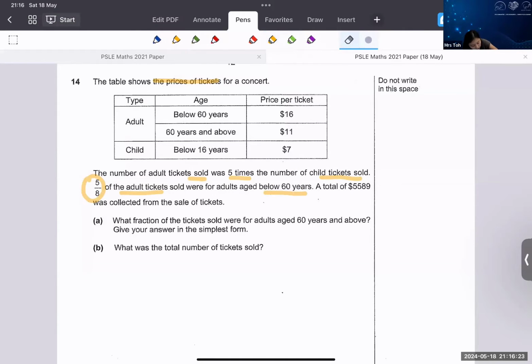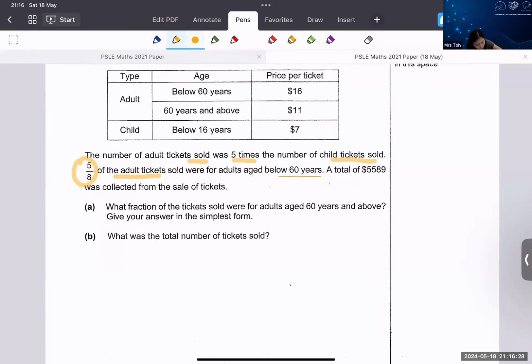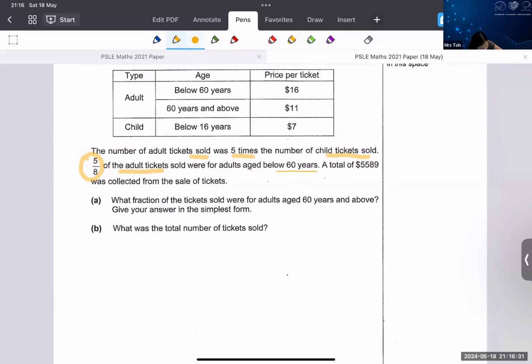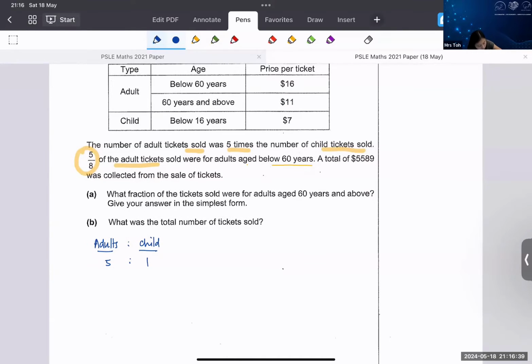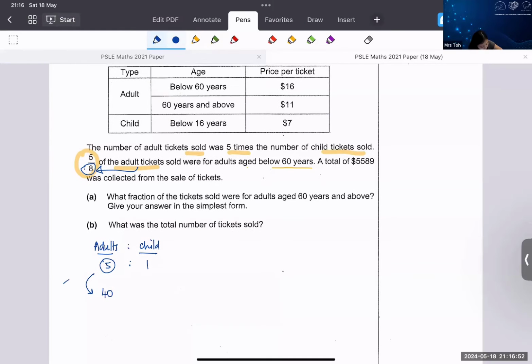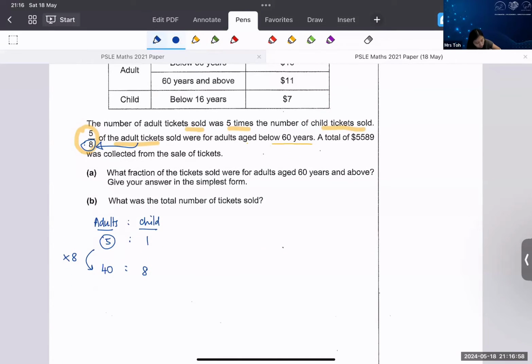So what I will do is, either you can solve by fraction or you solve by ratio. I will solve by ratio, which is the method that most people are comfortable with. Adult to child will be 5:1. Then they tell you 5/8 of adult. That means adult needs to be out of 8. But currently it's 5. So we find the lowest common multiple of 8 and 5, which is 40. Then you times 8. Child will be 8 units, adult will be 40.